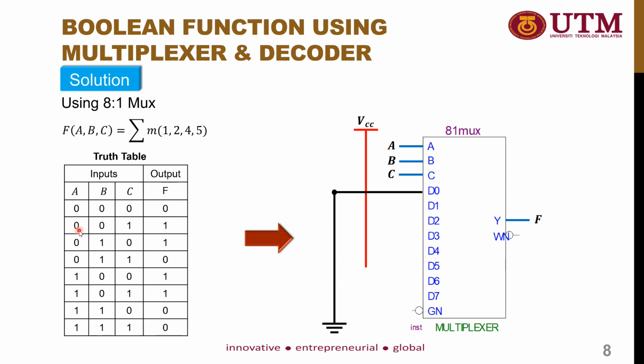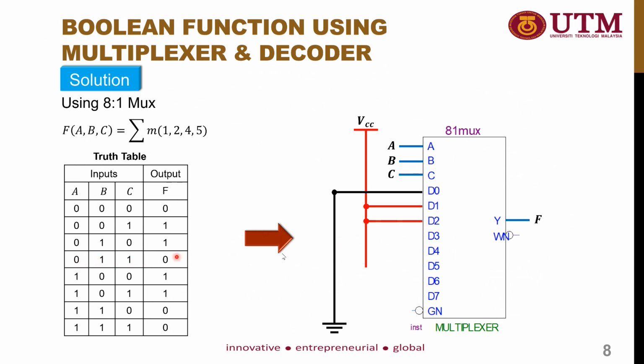For the next example, 0, 0, 1. So the selectors will become 0, 0, 1. The multiplexer will choose D1 as the output. So D1 will become 1, so it will be connected to the VCC. Similarly, the next one is 0, 1, 0, which represents D2. So D2 will become 1, so D2 is connected to VCC.